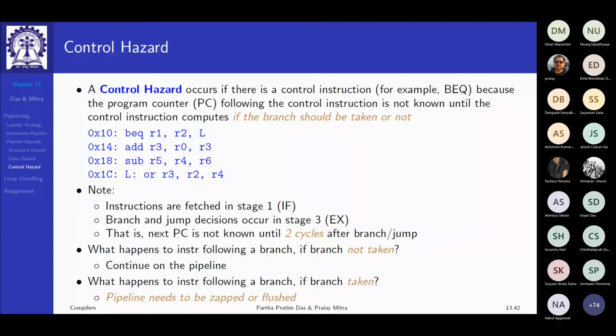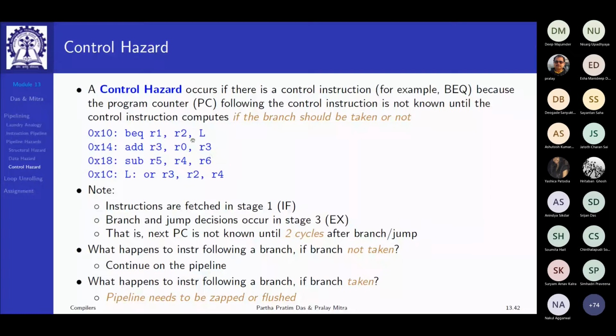A control hazard is a bigger problem in a sense that the basic hazard is, suppose you have these instructions. Consider the first three instructions. You have branch on equality of R1, R2, which can jump to L. Now, by the time this will be executed, this will be the third stage, right? Branch decision is in the third stage, as we have seen. So by that time, the next instruction add will be in the decode stage, and sub will be in the fetch stage.